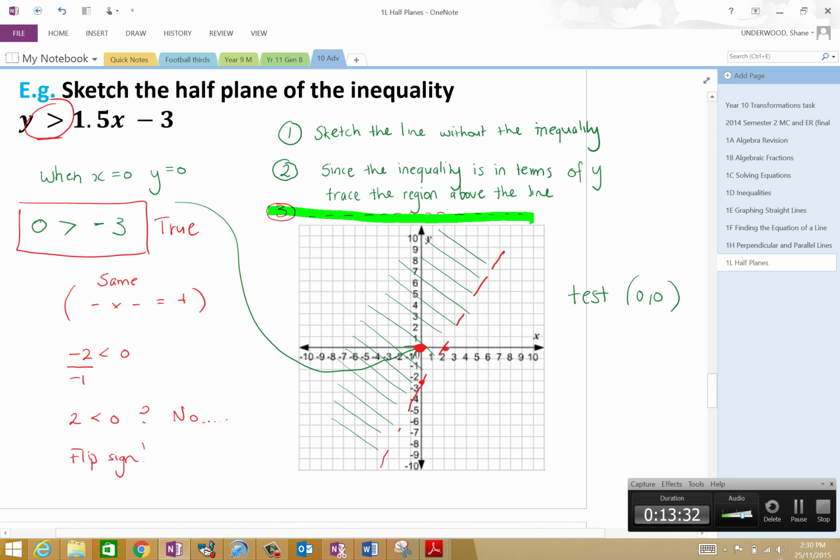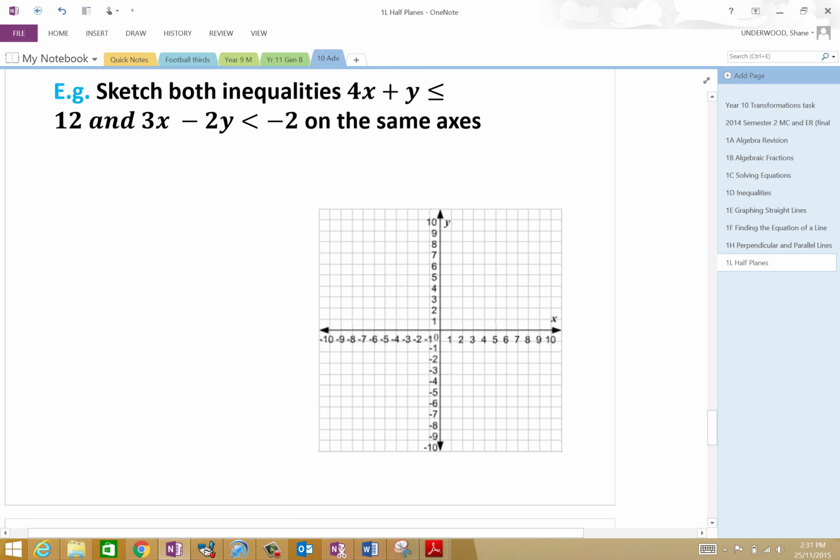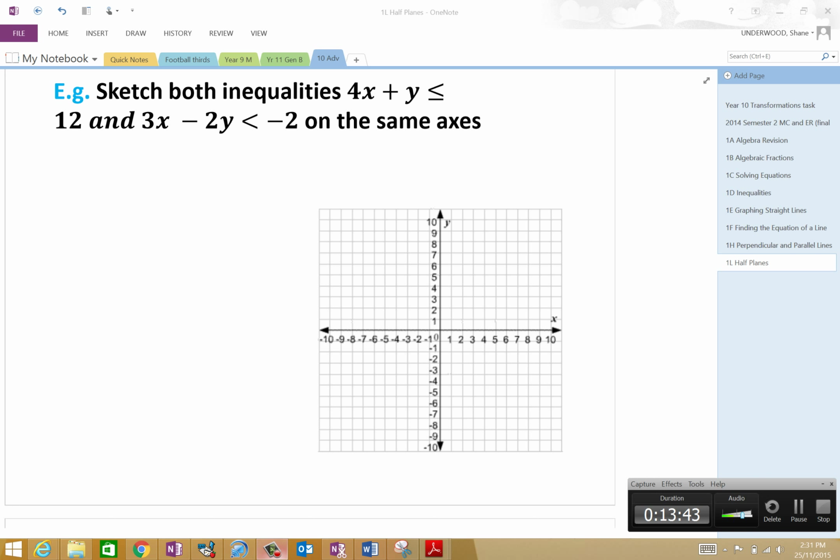I'm just going to pause it just for now. I'd like you now to have a go at this one. Have a go without me. There's going to be a couple of questions here, so I want to get around the room and answer those. So have a go at sketching these inequalities on the same axis, please.